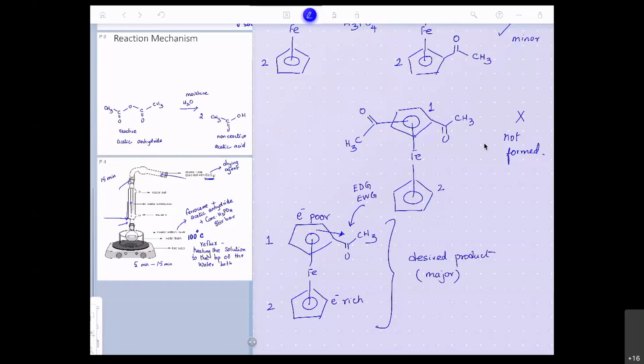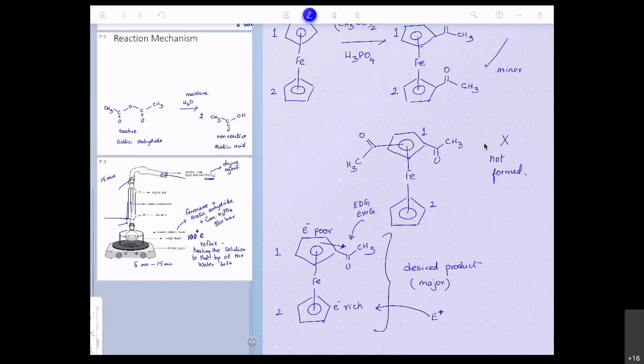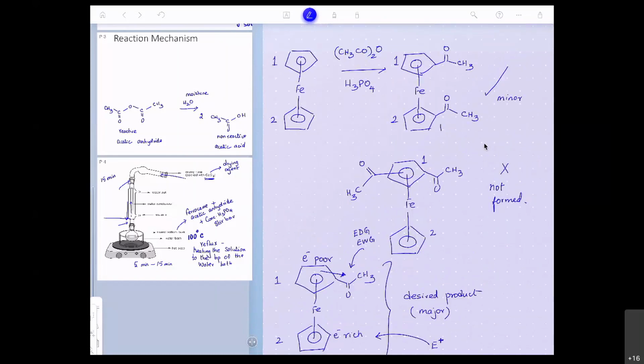So let's say I want to add another acetyl group on ferrocene. Which is the ring that will react? The electron rich ring or the electron poor ring? To give you a little help there, what's going to add to ferrocene is the electrophile. So is the electrophile going to be fond of the electron rich ring or the electron poor ring? Electrophile loves electrons, so it's going to go after ring number 2. And that's why you will add your second electrophile to the unsubstituted ring.